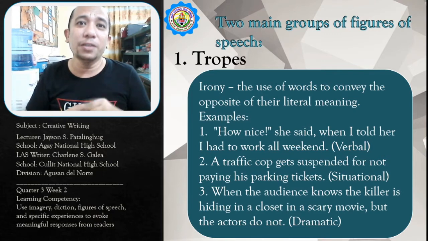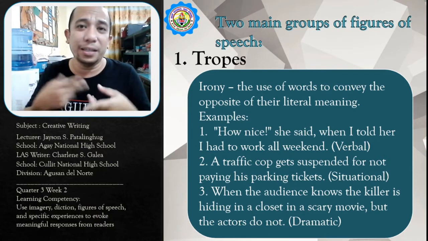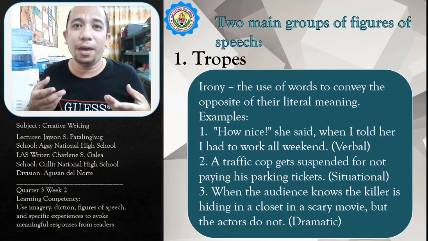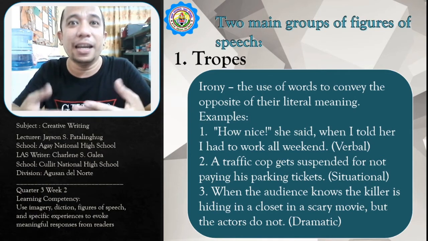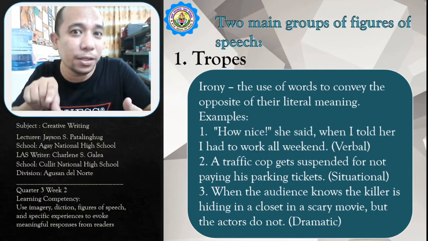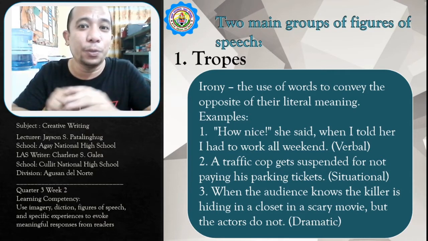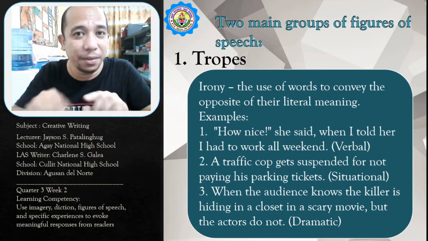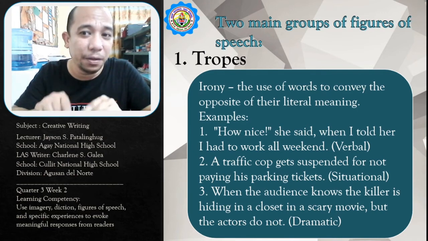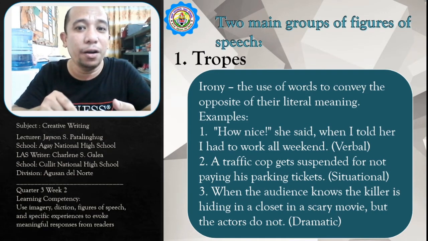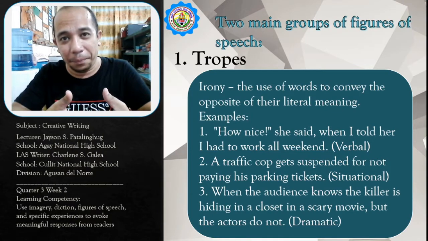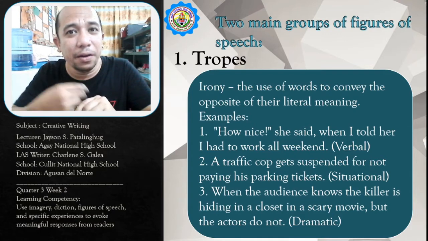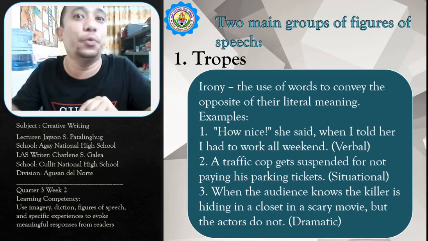You know why? Because the cop should be the one issuing the ticket. They're not supposed to be getting a ticket and paying for one for illegal parking or whatever. So it's an irony because it's the opposite of what's supposed to happen. Supposedly, the cop will issue a ticket, but this time the cop is being suspended for not paying his parking ticket. That's what we call irony. Again, why is it irony? Because it is the opposite of what it should be.